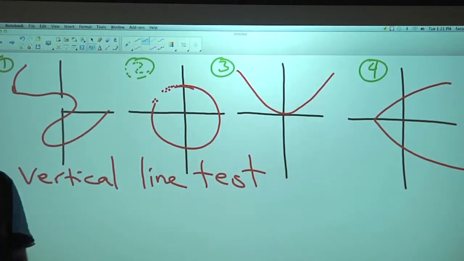Easy enough to tell. A graph of a function should only cut it in one spot. If it doesn't, it's not. So we had a relation. We had a function. For every x, there's only one y.